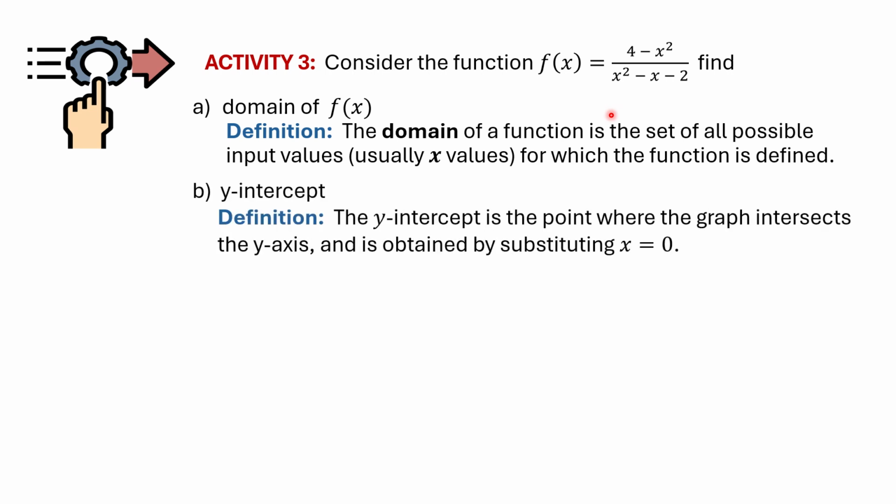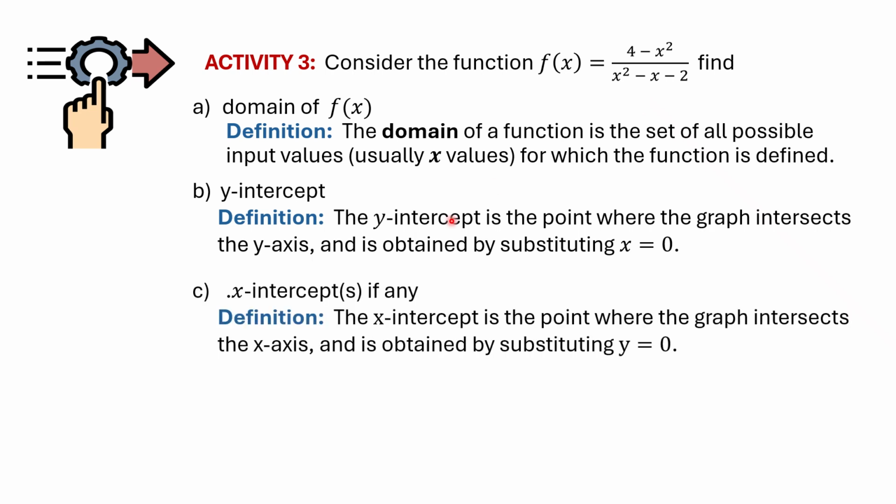Next is finding the y-intercept. The y-intercept is the point where the graph intersects the y-axis and is obtained by substituting x equal to 0. Since f of x is a function notation for y, you can replace f of x by y and substitute x by 0 to find the value of y, which is the y-intercept.